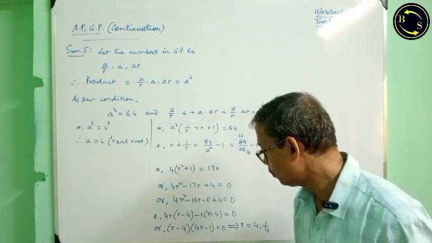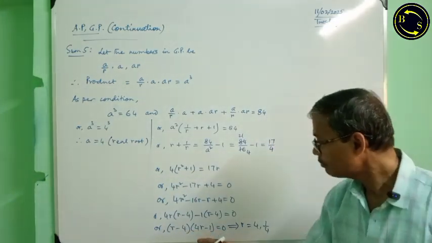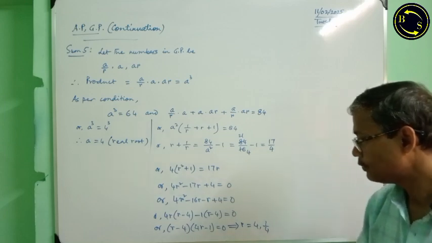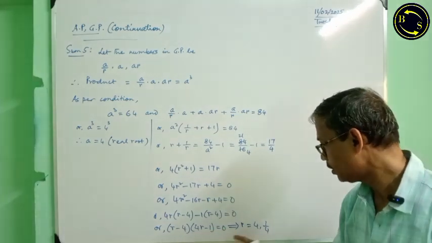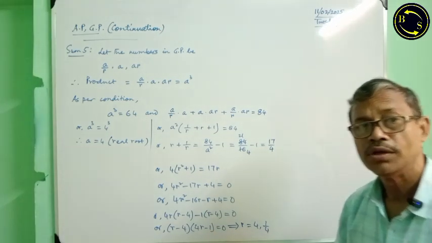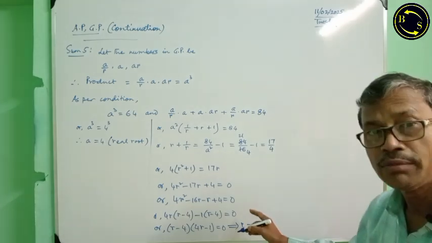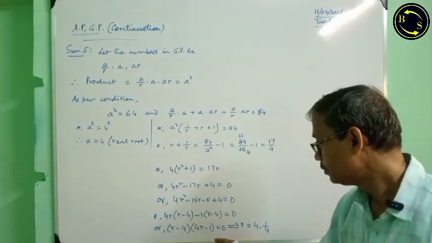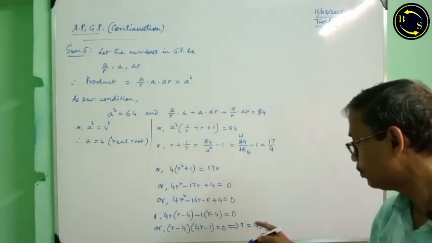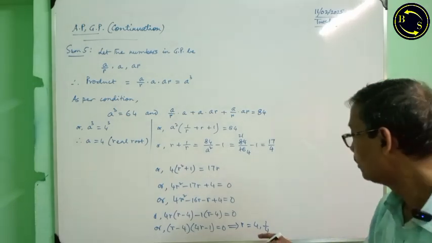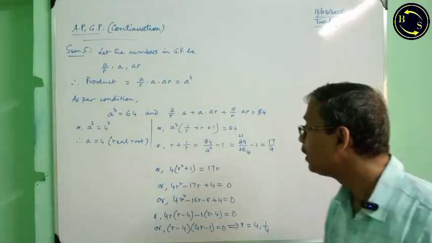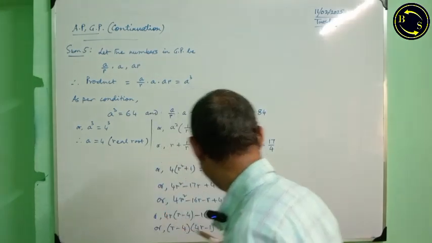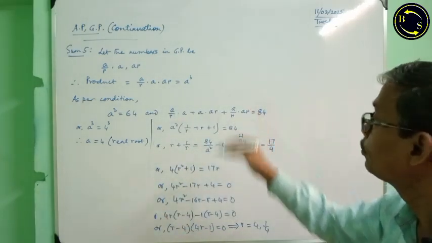My suggestion, you show the next step. Therefore either r minus 4 equal to 0 or 4r minus 1 is equal to 0. From those you get the values 4 and 1 by 4. I have skipped those steps. Now after getting the values of a and r, we can find those numbers.